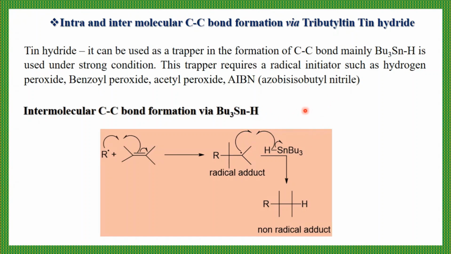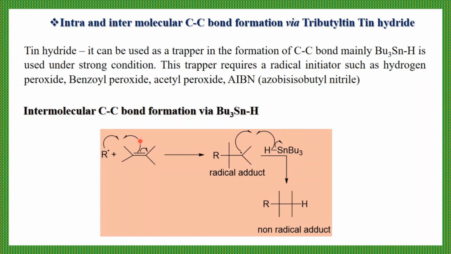And tin hydride can be used as a trapper in the formation of carbon-carbon bonds. Mainly this tributyltin hydride is used under strong conditions, and this requires radical initiators such as hydrogen peroxide, benzoyl peroxide, acetyl peroxide, AIBN, and azobisisobutyronitrile. So these are the initiators that are required in your reaction with tributyltin hydride.